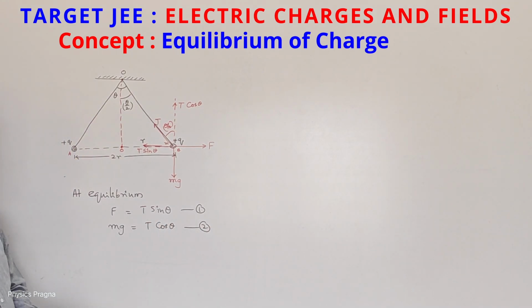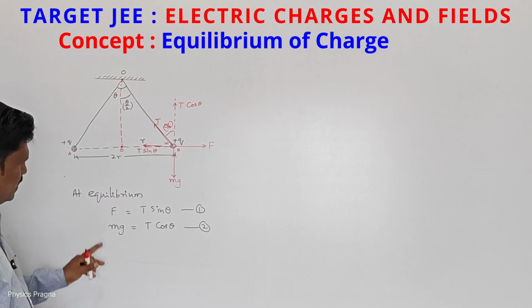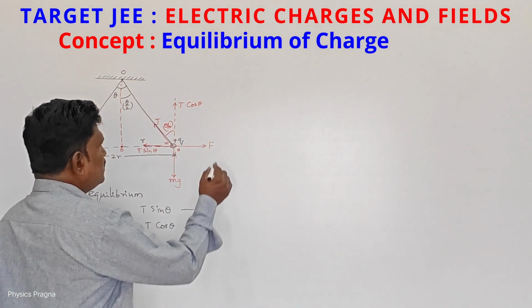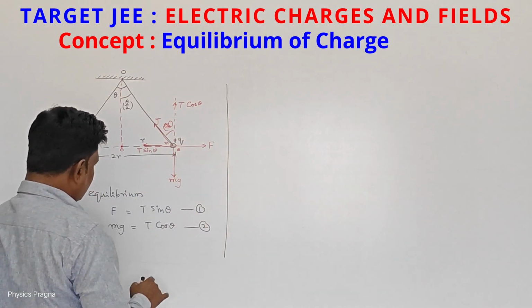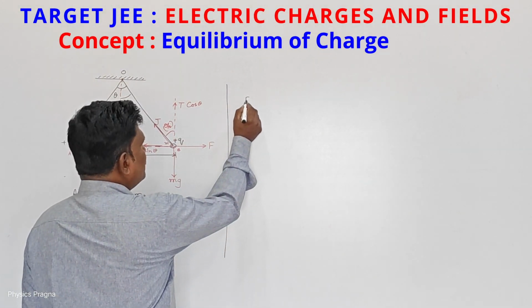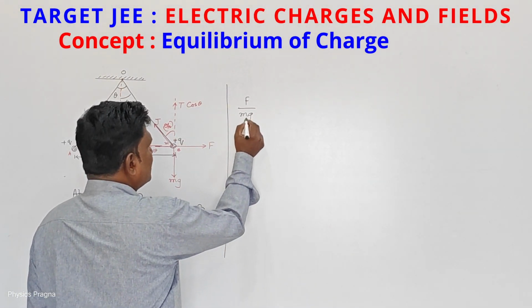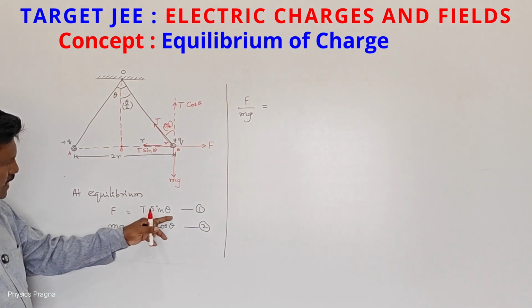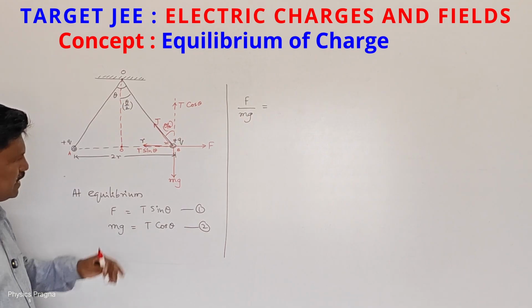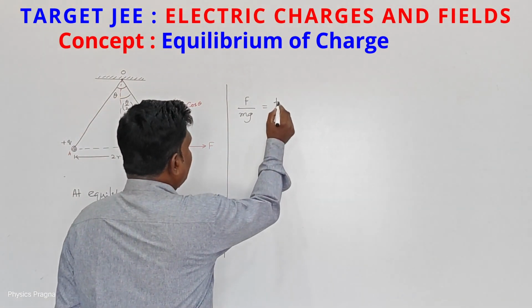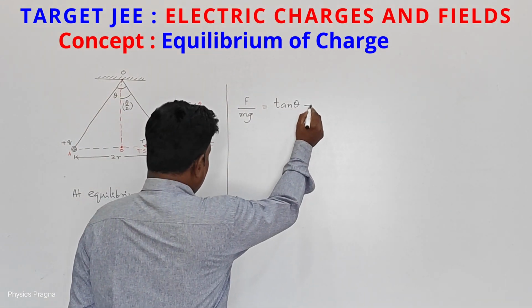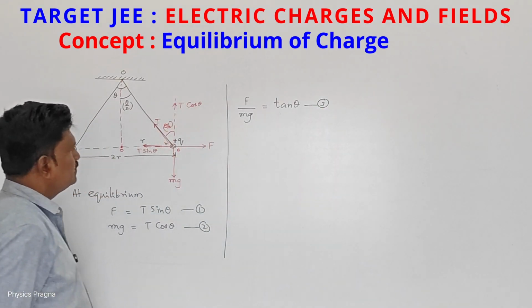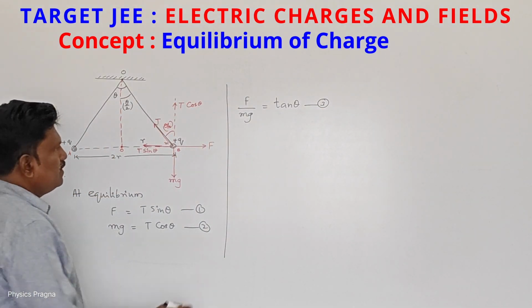These equations you do remember. Often these concepts are asked in JEE exams. So I can also write F by mg is equal to, if we divide here, what happens? T will cancel, sin theta by cos theta is equal to tan theta. This is another relation, right?